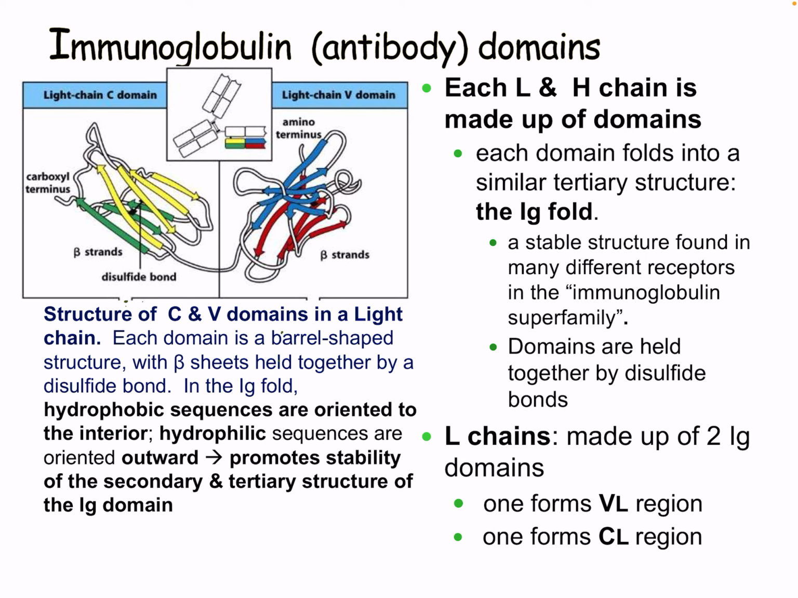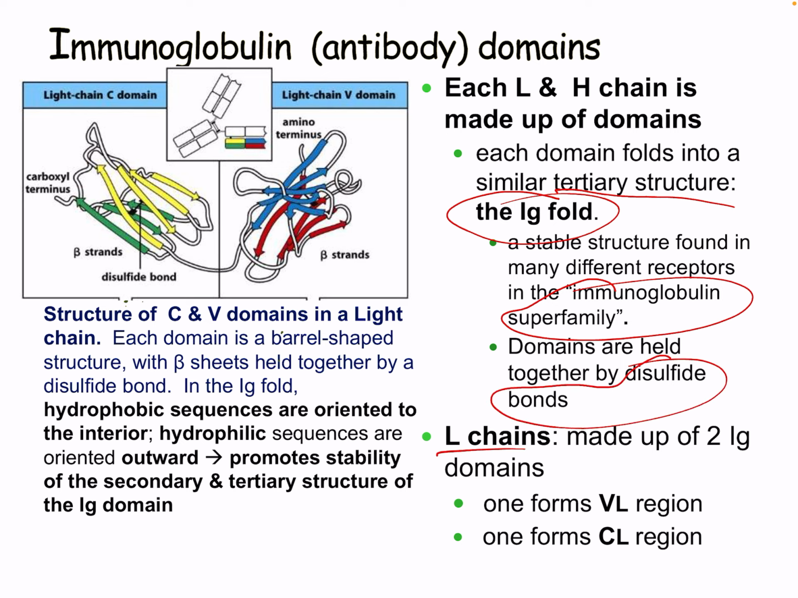So each light and heavy chain is made up of domains. Each domain folds into a similar tertiary structure, the immunoglobulin fold. A stable structure found in many different receptors is the immunoglobulin superfamily. The immunoglobulin fold is a stable structure in the immunoglobulin superfamily, and these domains are held together by disulfide bonds, similar to the T-cell receptor.